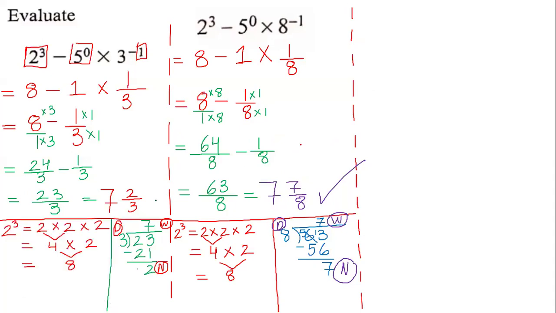2 to the third power minus 5 to the power of 0 multiplied by 6 to the power of -1. All right, that's the question.